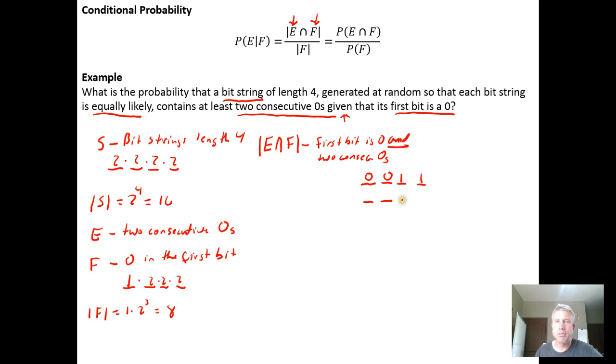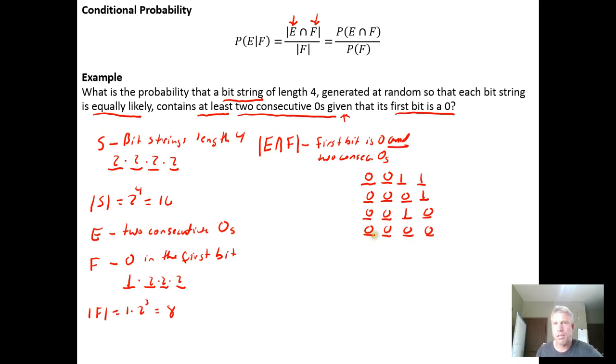Another way to get two consecutive zeros, if the first bit is a 0, is to have a 0, 0, 0, 1. Another way to do it is to have a 0, 0, 0. Let's see. Try to be systematic. We could have a 0, 0. We could have a 1 in this position and a 0 here. That would be another way to do it. Another way to do it would be 0, 0, 0, 0. That has at least two consecutive zeros. It's an at least, not exactly.